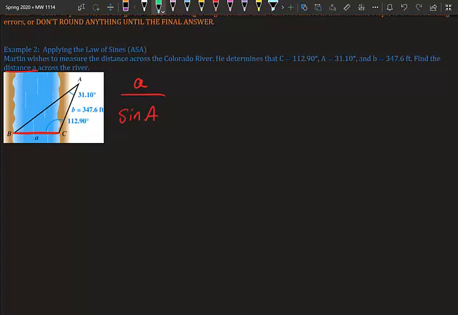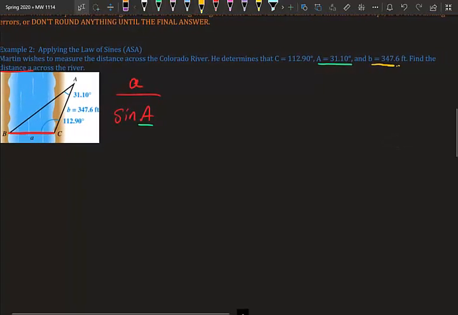Let's see what we're given. We're given A, sine A, so we're given that. Awesome. Let's see, what else are we given? We're given side B. Since we're given another side, we're absolutely going to be using that side. So we're going to use B over sine B. So we need to find angle B.